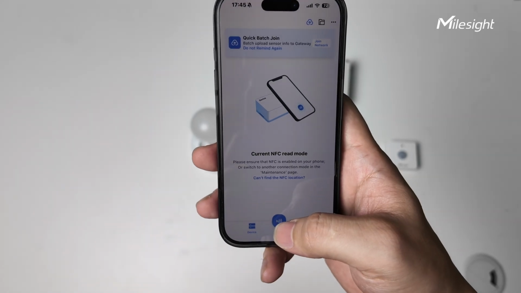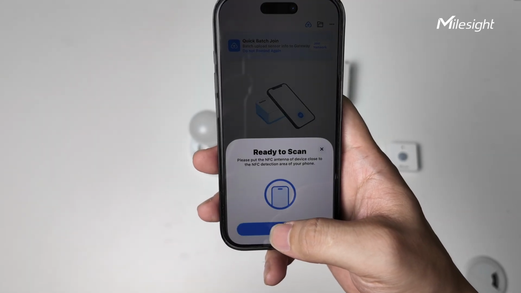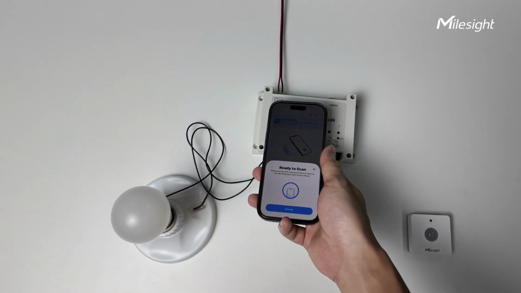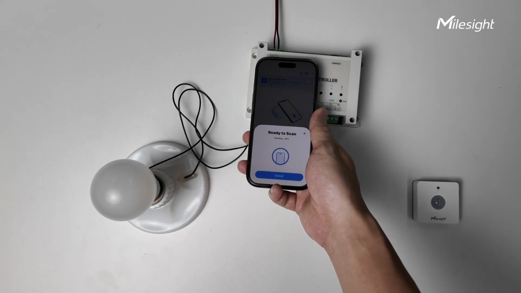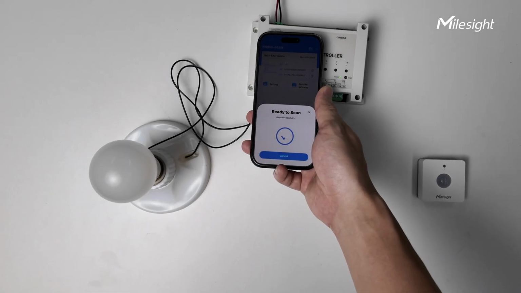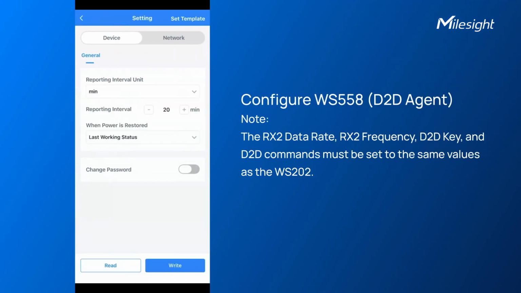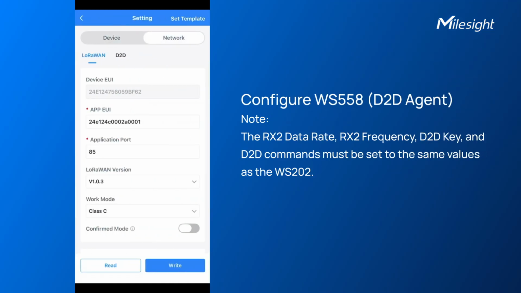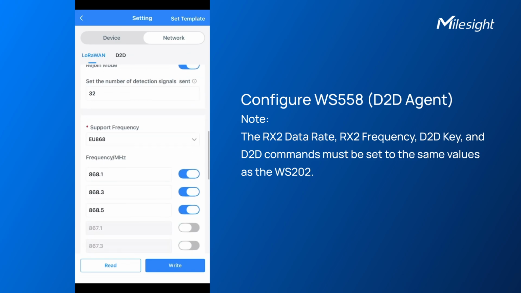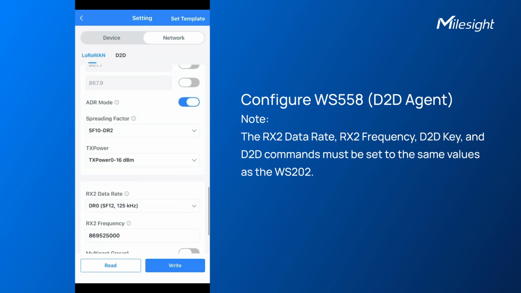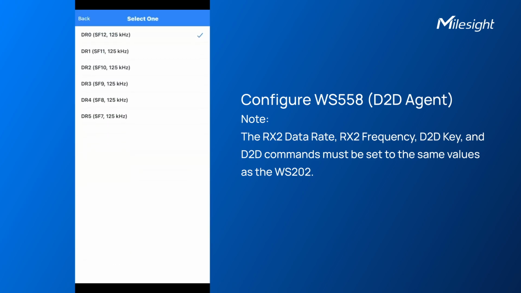Next, let's configure the WS558 so it can receive and act on commands from the WS202. Hold the phone's NFC area close to the WS558 to read its device information. Go to Setting, then Network Settings. Set the RX2 data rate and RX2 frequency to exactly the same values as WS202, or the WS558 will not be able to receive D2D commands.